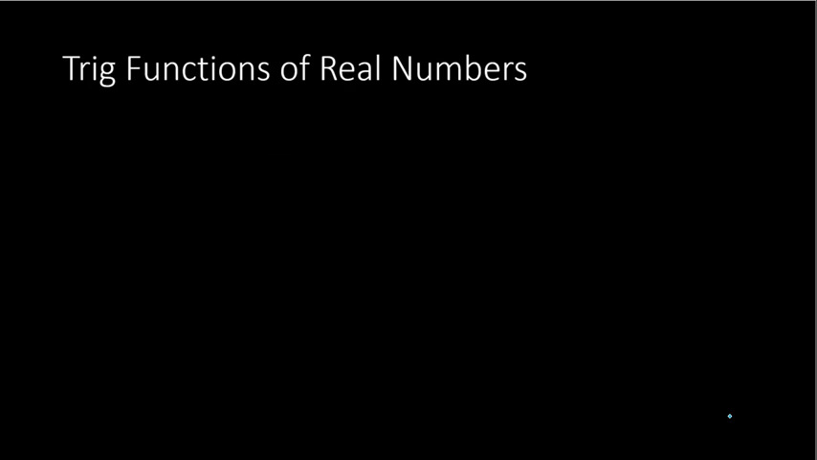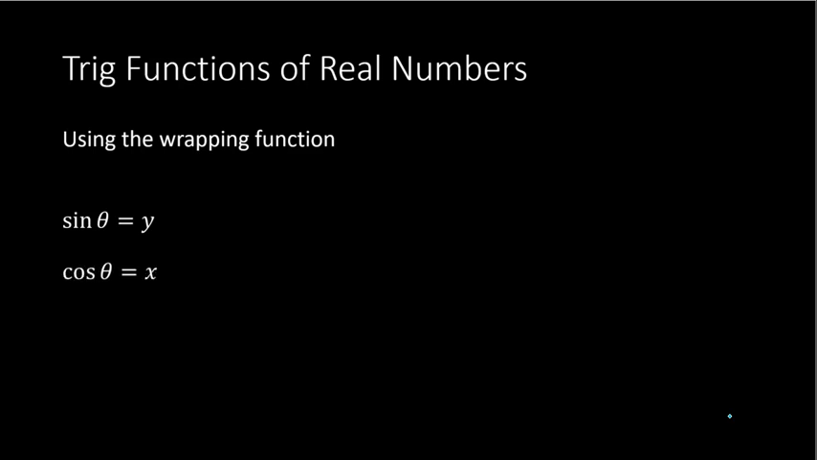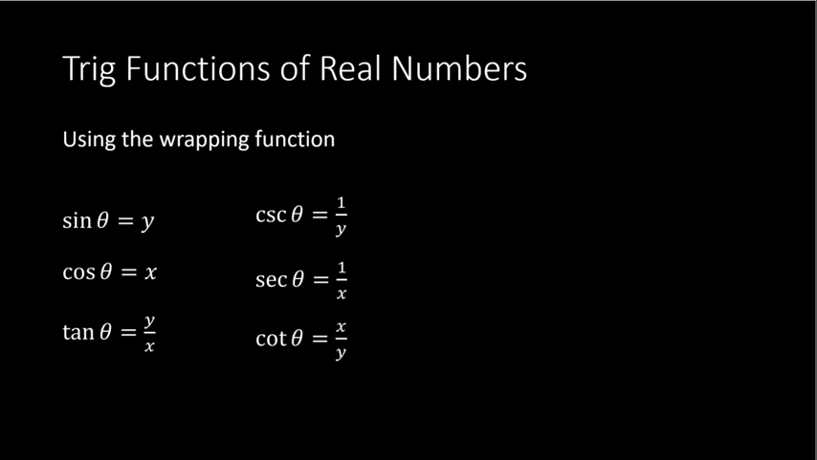As we stated, anytime you're using this wrapping function, the sine of an angle is your y value, the cosine of the angle is your x value. The tangent is the same thing as sine over cosine, so we would have y over x, and then all your inverses would be just 1 over what we have over here. So cosecant of the angle is 1 over y, and then secant is the inverse of cosine, that is 1 over x, and then cotangent is the inverse of tangent, so instead of y over x, we now have x over y.